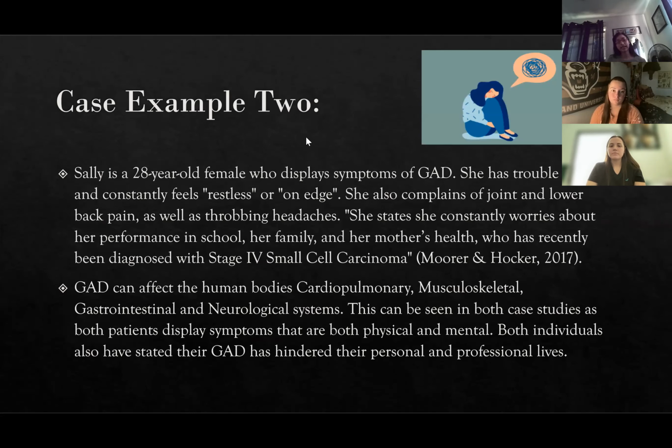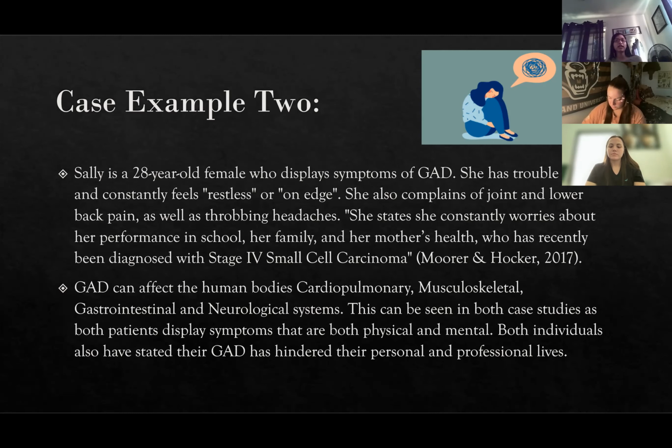So we have a second case example, and this time it is a woman in her late 20s. Her name is Sally, and she also has similar symptoms of GAD. She said she feels restless or on edge, and she also has physical pain. She says she has joint pain and back pain, as well as throbbing headaches. In her case, her GAD is hindering her performance in school and with her family, and she says she constantly worries about school, her family, and her mother's health.